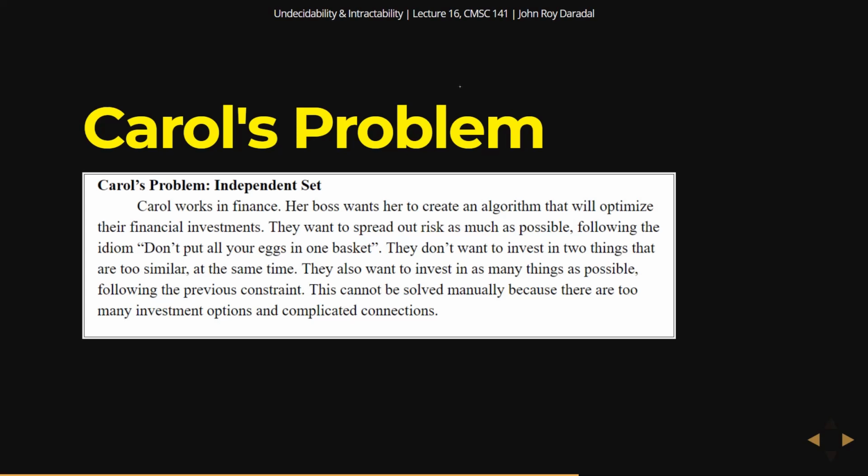So if the value of gold rises, there's a high likelihood that the value of silver also increases, something like that, right? So they don't want to invest in similar things at the same time, but they also want to invest in as many things as possible. So they want to diversify their portfolio and also maximize it. This cannot be solved manually because there are too many investment options and complicated connections. So Carol also needs an algorithm for this.